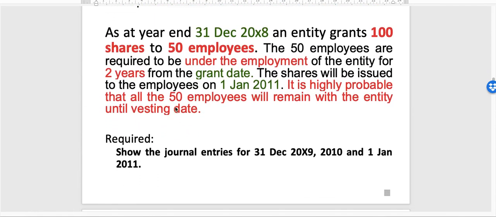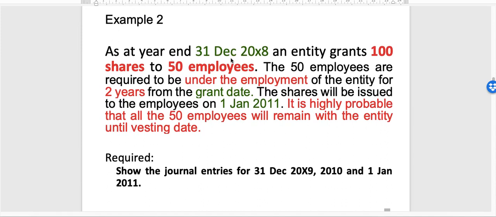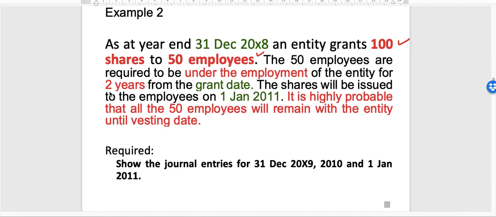So that's one example. As at year end 31st December year 8, an entity grants 100 shares to 50 employees. We have the same number of shares, same number of employees. And these employees are required to be under the employment of the entity for 2 years from the grant date. So this is a service condition whereby the employees are entitled to the grant only when they completed the 2 years. The shares will be issued to the employees on 1st January 2011. So the grant date is on 31st December year 8. For 2 years, you have year 9 and then year 10. So on 1st January year 11 is the settlement.